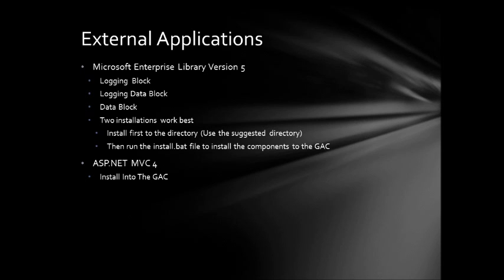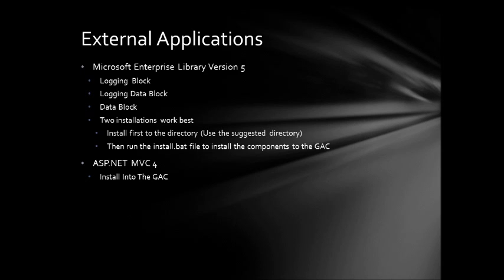The installation generally only installs into the program files. Please do use the suggested directory, because that's where I look when I'm automatically putting in your links to it and your references. So if it's not there, it'll pop a dialog every single time, and that's something we probably need to work on, but for right now that's what it does. Then you want to run the install bat file to install the components to the GAC.